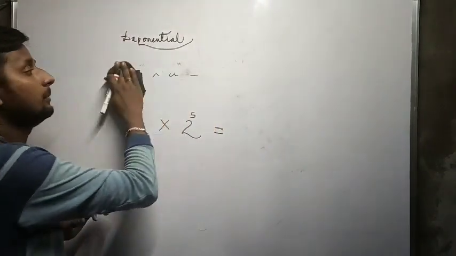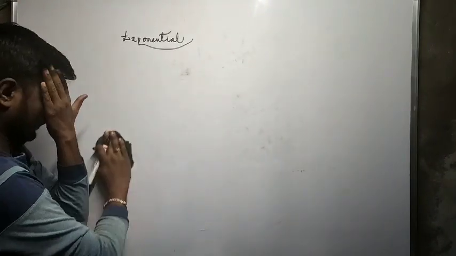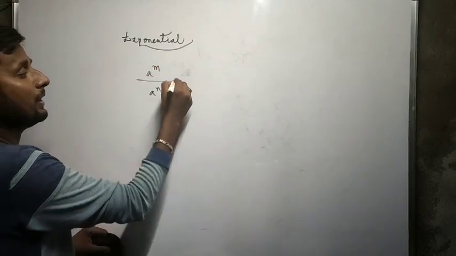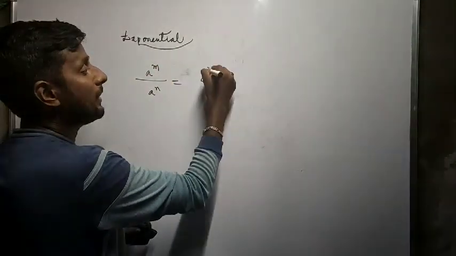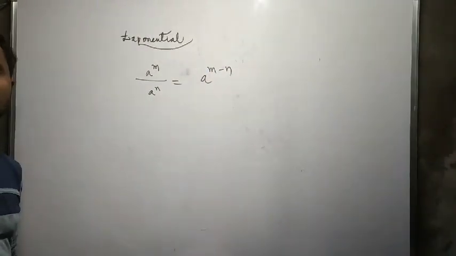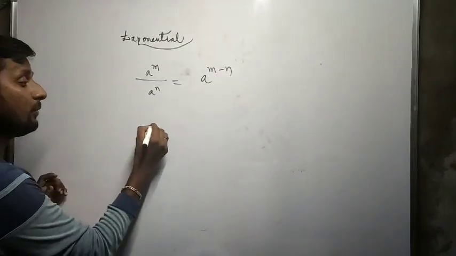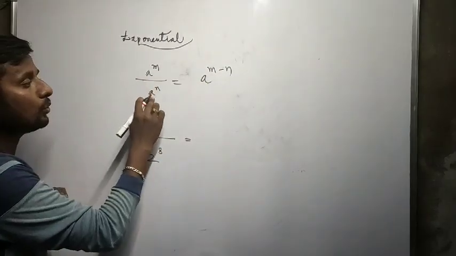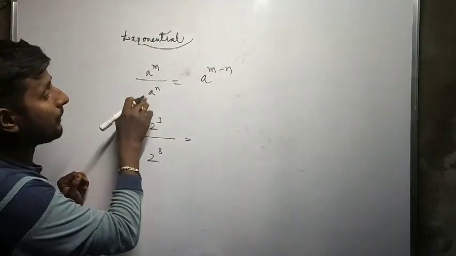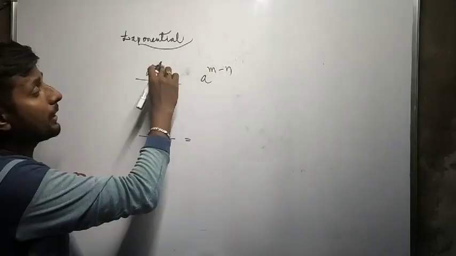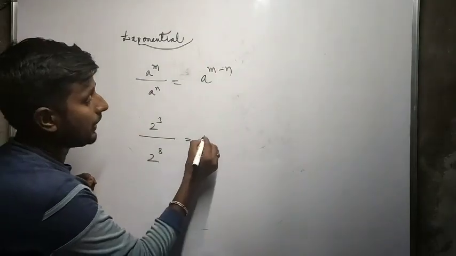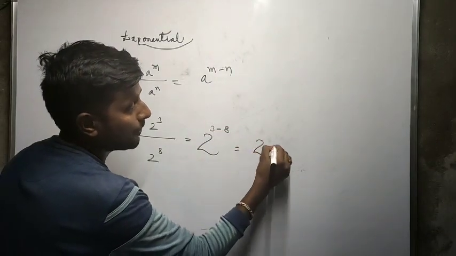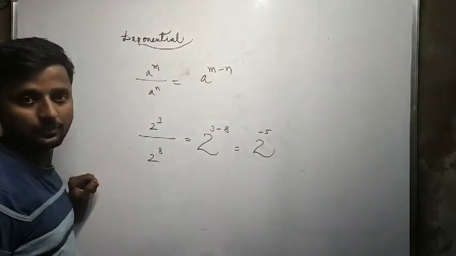One more last formula: a power m by a power n is equal to a power m minus n. Let's see once: 2 power 3 by 2 power 8. Look, the 2 and 2 are the same, only the powers differ, m by n, 3 by 8. So simply we write 3 minus 8, and the answer is 2 power minus 5.